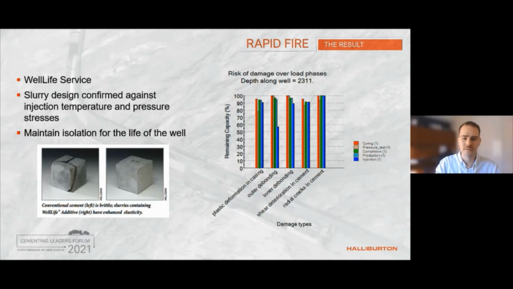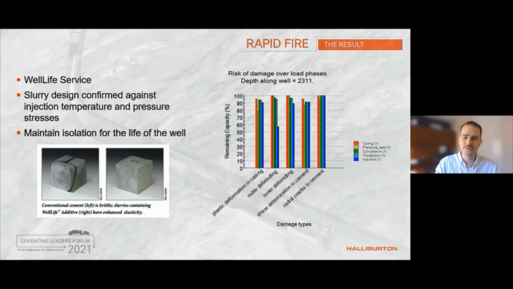stress from the cement, production, which is the application, which is the removing pressure to flow the well, and injection, which is the application of pressure to inject CO2 in this case. So this was assessed against the injection temperature and pressure. And as you can see, the model shows that the remaining capacity is over 50% for all of the failure modes, which means that it has not failed under any of those failure modes.